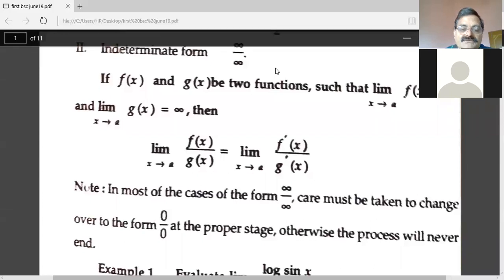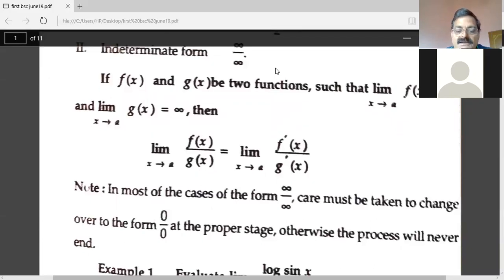If f of x and g of x are two functions such that limit of f of x as x tends to a is infinity, and limit of g of x as x tends to a is also infinity, then limit of f of x divided by g of x as x tends to a is limit of f dash of x divided by g dash of x as x tends to a. If it is of the form infinity by infinity, here also you have to do the same thing that you have done in your 0 by 0 indeterminate form.